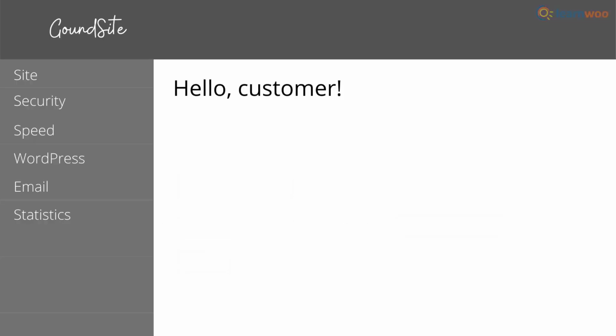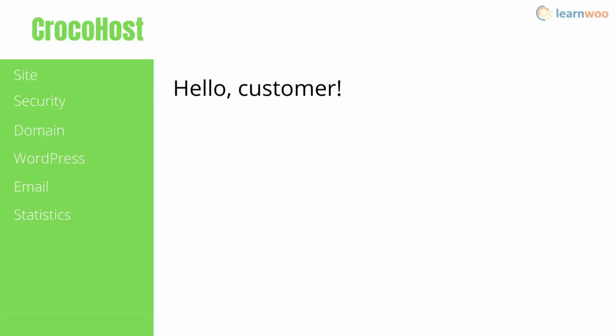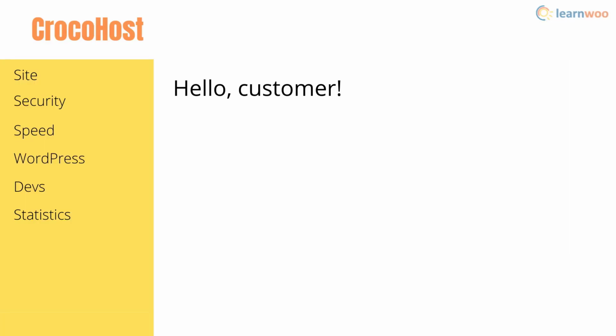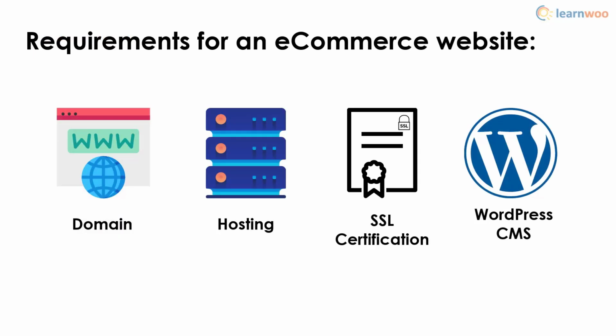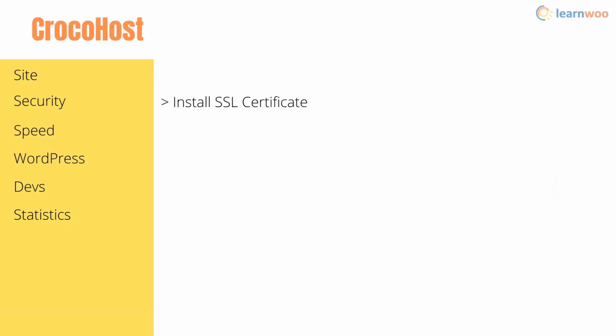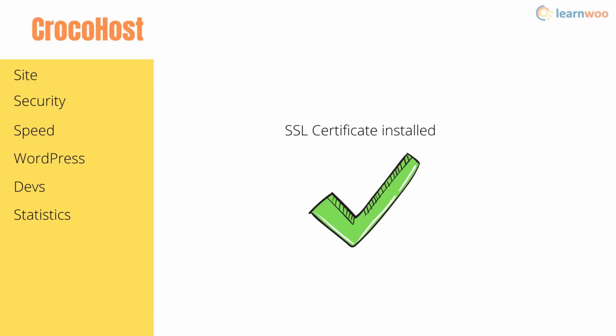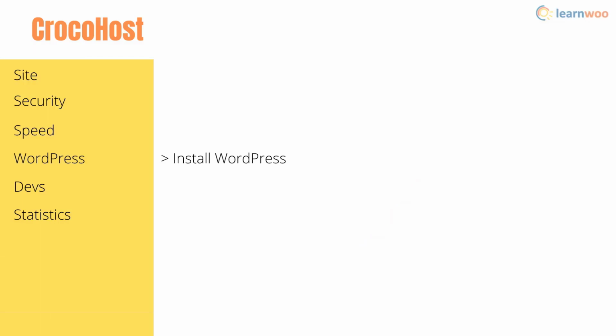Now, different providers have different dashboards with a lot of different options in the sidebar. But you only need to worry about two: security and WordPress. This is because an e-commerce website must have an SSL certification and we need to install WordPress for our domain. Under Security, you'll find something like SSL Manager that will help you install an SSL certificate within a few clicks. Next, under WordPress, a sub-tab like Install and Manage will help you install WordPress.